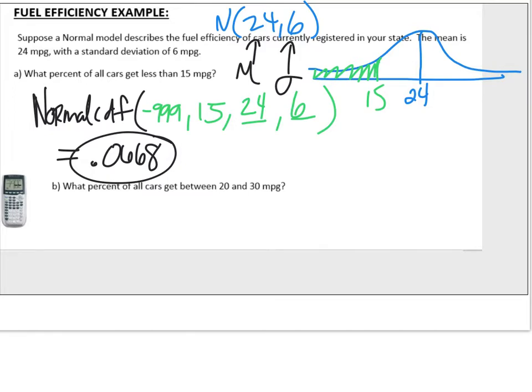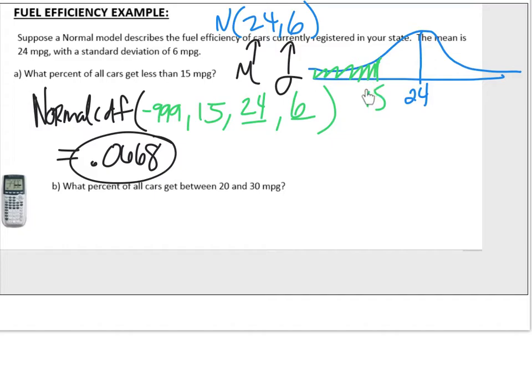Now I will tell you there is a second way to have done this one with normal CDF. If you wanted to, what you could do is convert 15 to its appropriate z-score. If you found the z-score for 15, we know it's going to be negative, you could put the z-score here.